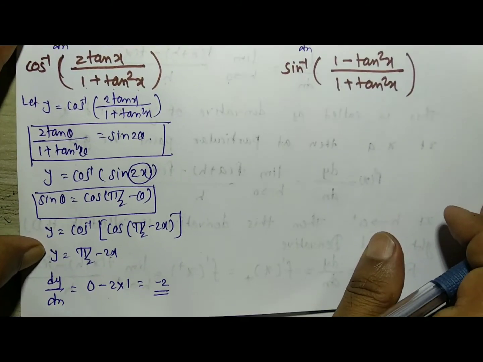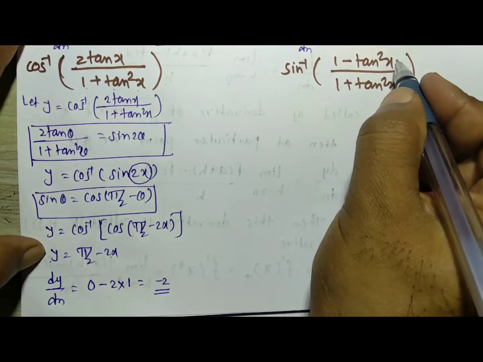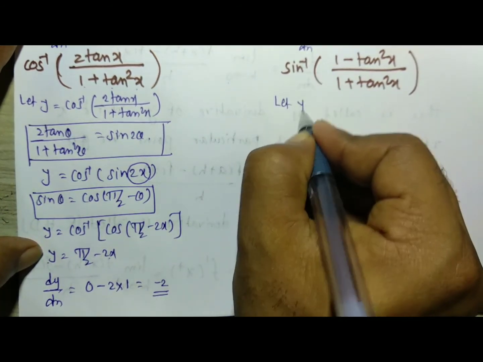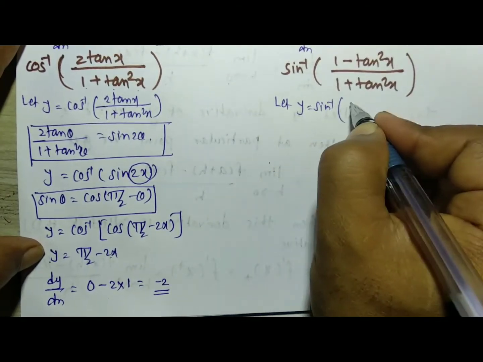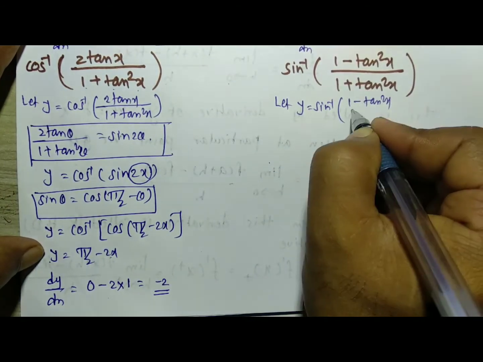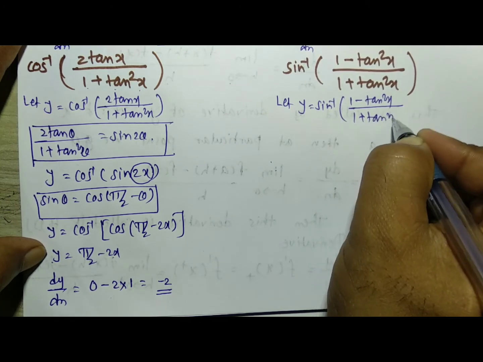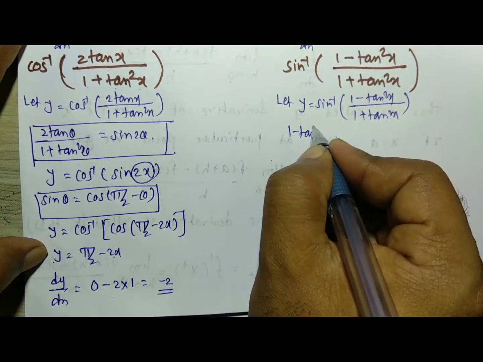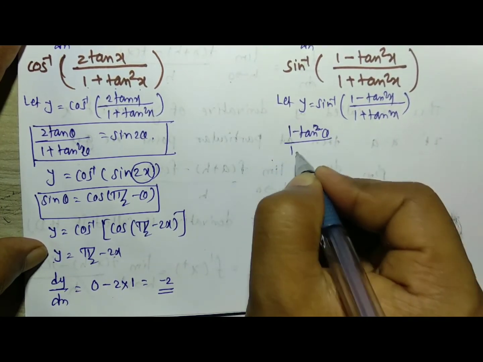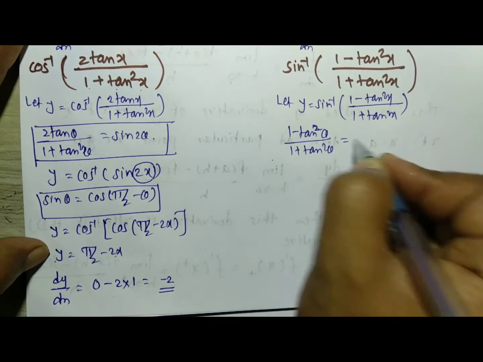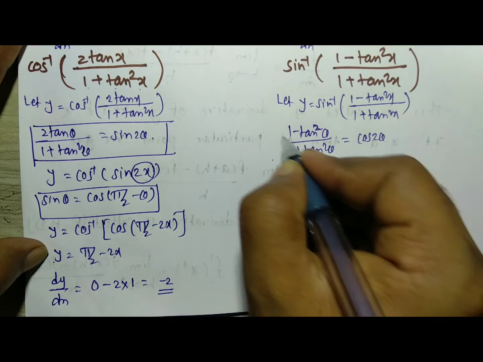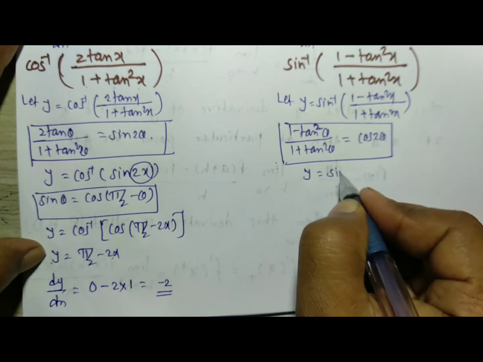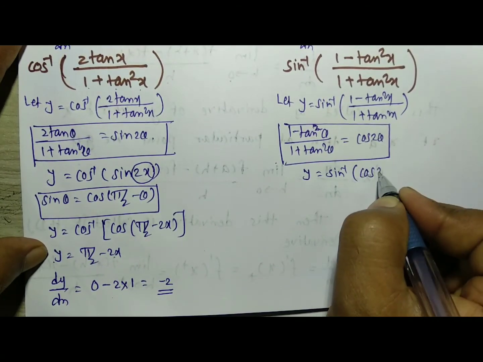Now we are going with another function, sine inverse of 1 minus tan square x divided by 1 plus tan square x. Let y is equal to sine inverse inside the bracket 1 minus tan square x divided by 1 plus tan square x. Once again this is one formula: 1 minus tan square theta divided by 1 plus tan square theta is equal to cos 2 theta, and by using this, y is equal to sine inverse cos 2x.